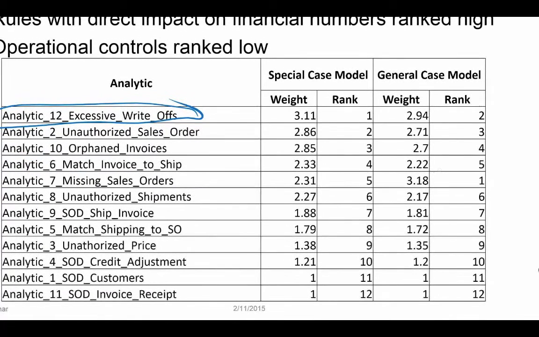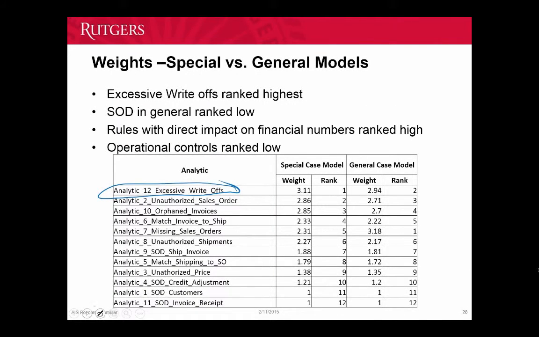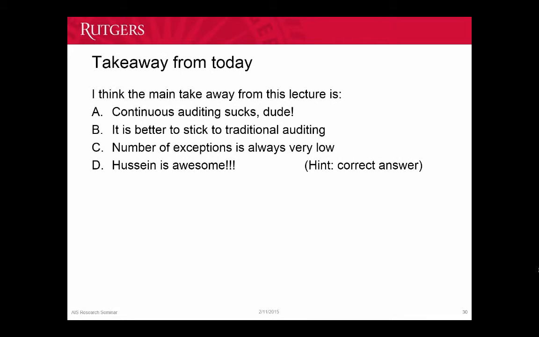The ones that were different were segregation of duty. In this case, segregation of duty, basically analytic 9, was ranked 7. So although whenever you talk to any auditor, they say segregation of duty will be the highest, it's not always the case. So what I wanted to say from this paper was, okay, I should not have shown this one yet.